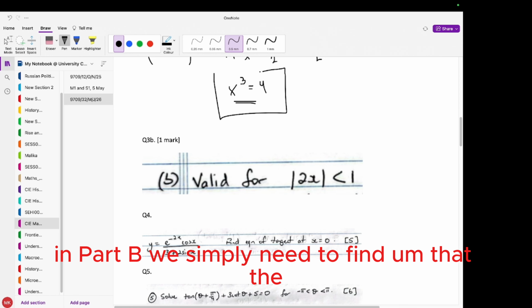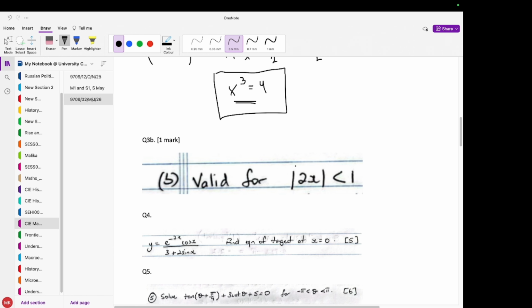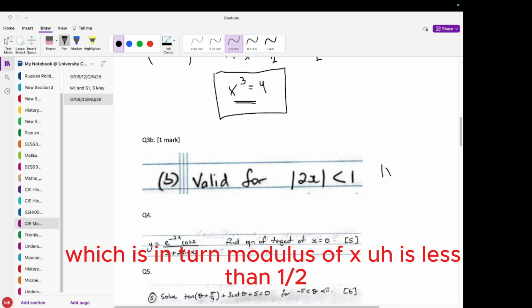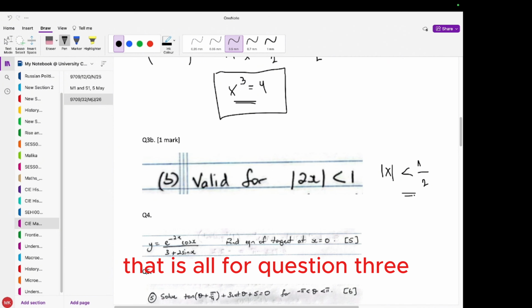In part B, we simply need to find that the modulus of 2x is less than 1, which is in turn modulus of x is less than 1/2. That is all for question 3.